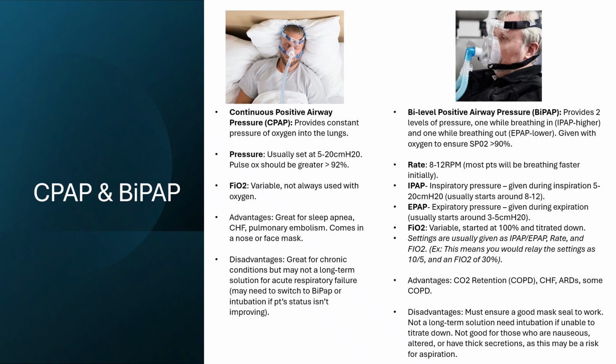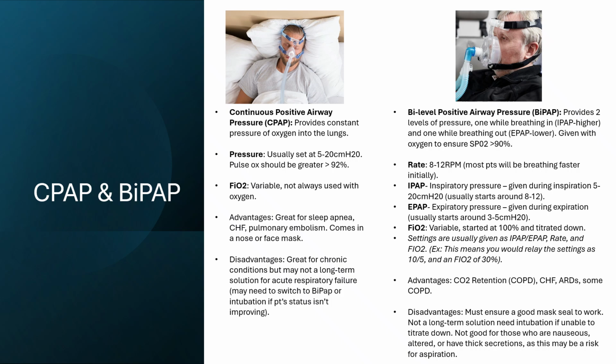As you can see in the picture, this guy has just a little nose mask. So patients that are claustrophobic, or have a hard time falling asleep with a big mask on their face, that little nose tent, and I've even seen nasal prong ones too. That's an option if they can't tolerate the face mask. It's great for chronic conditions, but it might not be a long-term solution for acute respiratory failure. They may have to switch to BiPAP or intubation if the patient's status isn't improving.